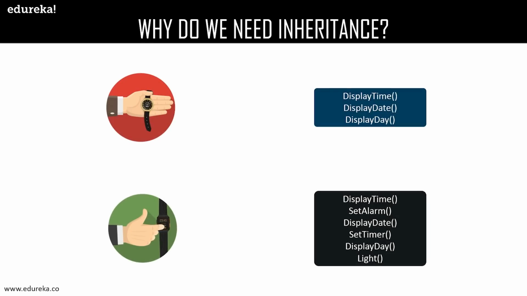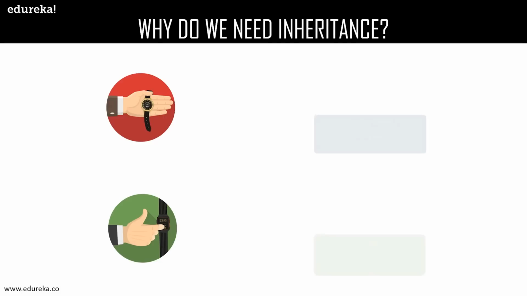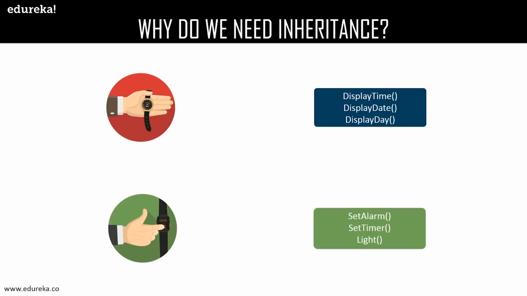In real time, this would be considered code redundancy. You might avoid it by removing the extra code from the digital watch, but then the digital watch will be missing the three functionalities, which are display time, display date, and display day. You might try to keep them in the digital watch and remove those from the dial watch. But again, in a real-time scenario, you will lose the existence of the dial watch.